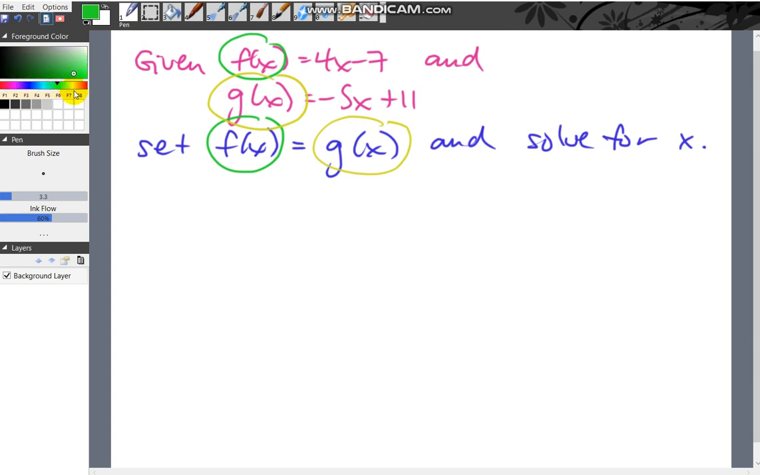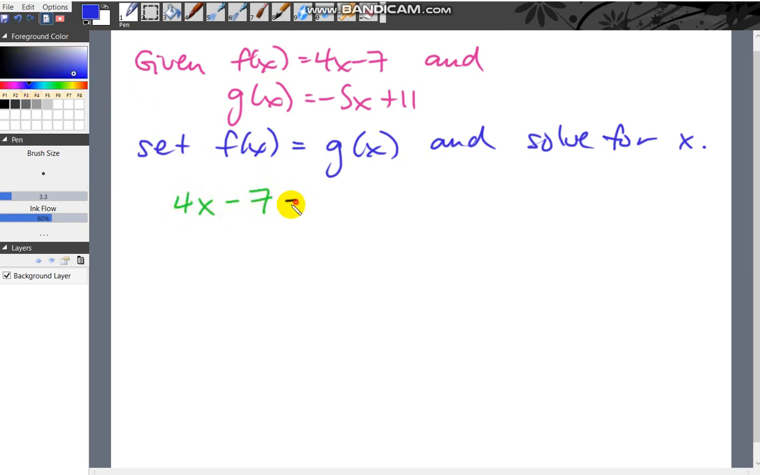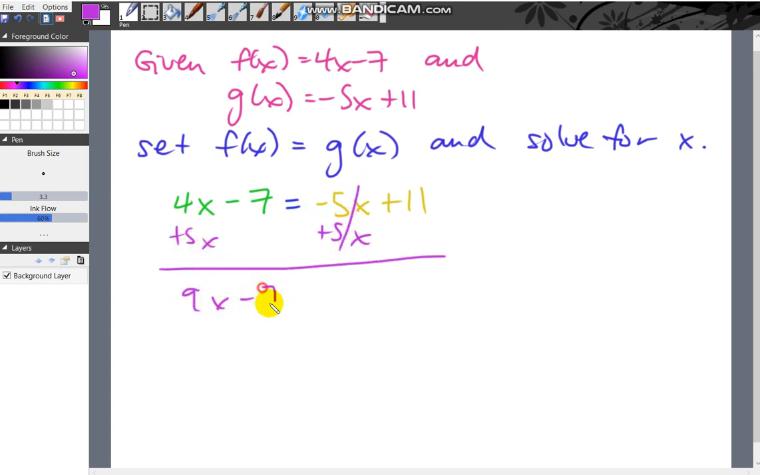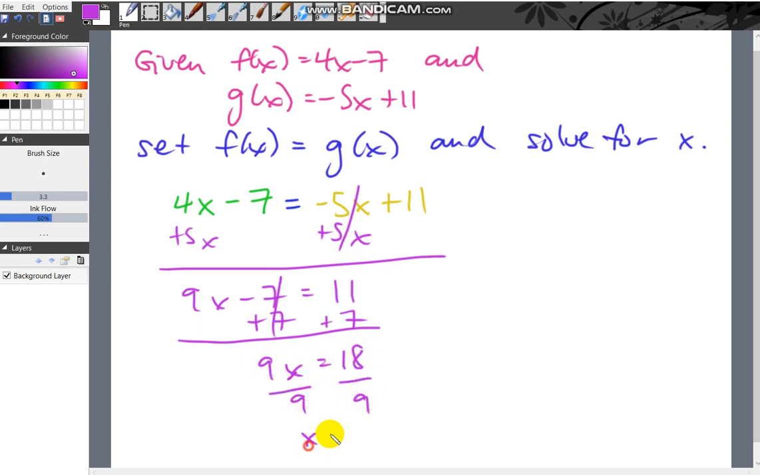So we have 4x minus 7, and we're setting that equal to negative 5x plus 11. In order to solve for x, this is a really easy exercise. We can add 5x to both sides. This cancels, we get 9x minus 7 equals 11. We can add 7 to both sides, and now we get 9x equals 18. We can divide by 9, and we get x is 2. That's how you solve for x.